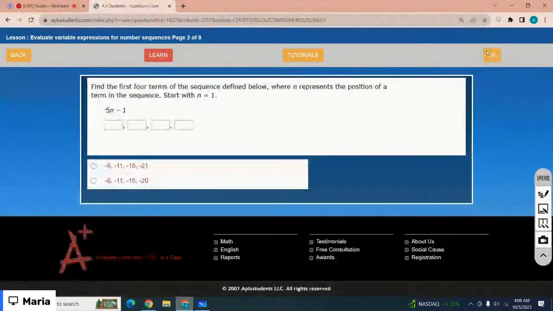Okay. Find the first four terms in the sequence defined below, where n represents the position of a term in the sequence. Start with n equals 1. Okay, let's just start with n equals 1. The expression is negative 5n minus 1.